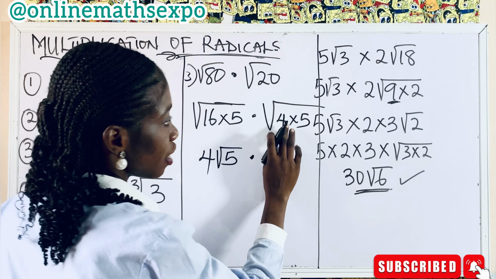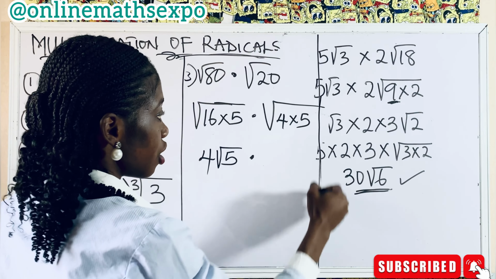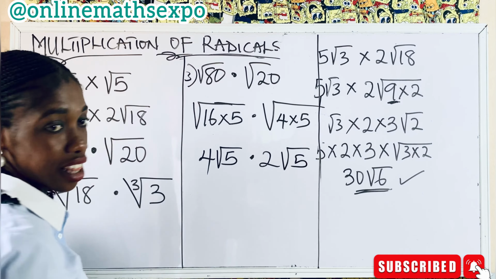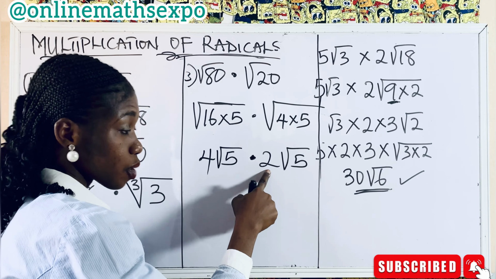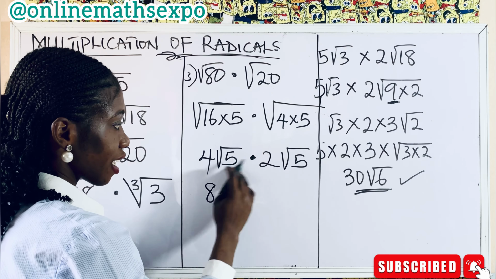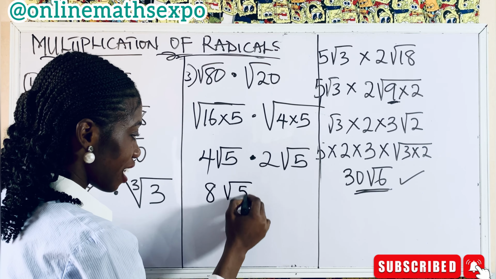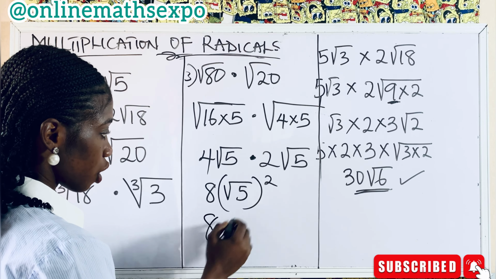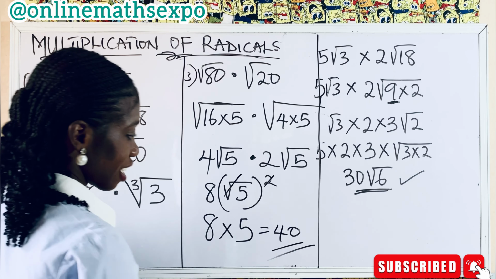Multiply by 4. Its square root is what? The square root of 4 is 2. So we have 2. This will remain because it's not perfect. Did you see that? So what do you do now? Remember, the coefficients multiply the coefficients. So 4 we multiply 2 to give us 8. And the radicals multiply. Remember, you see now the radicals are the same. So like we said at the beginning, you raise it to the power of 2. So we are going to have 8. We multiply this to give us 40 as an answer.